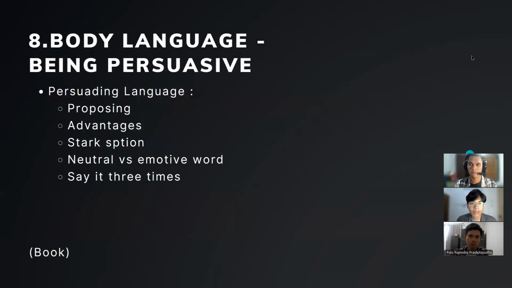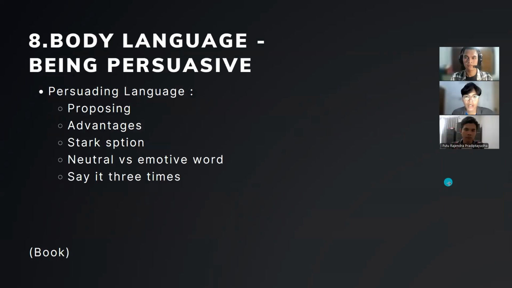Okay, the next one is body language being persuasive. Here are some persuasive language examples. The first, proposing. We can say like this: I suggest that we blah blah. Advantages. This is far superior to blah blah. Stark option. We have no choice. Neutral versus emotive words.